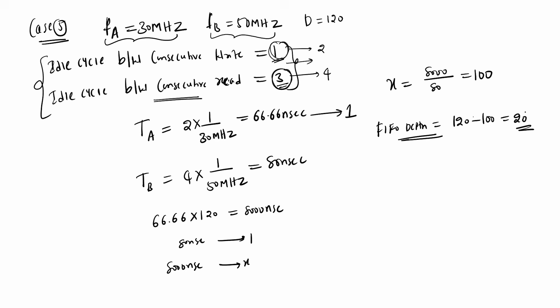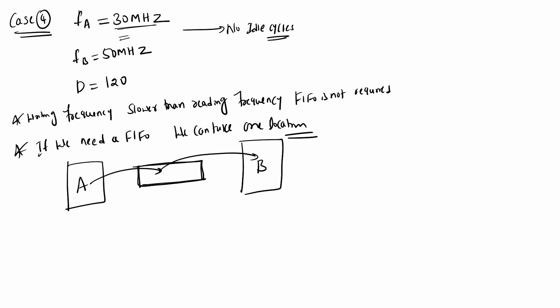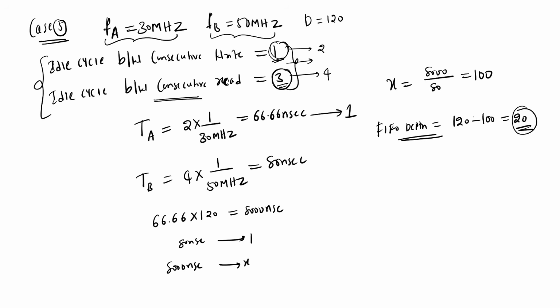So we need to find out how much data loss there is. 20 is the data loss. Basically, in the previous case, there were no idle cycles. Every cycle it will be sending, but in this case there is an idle, which means there is free time.